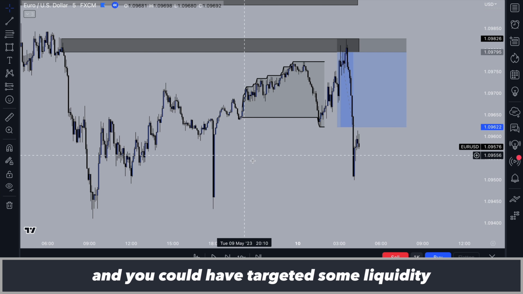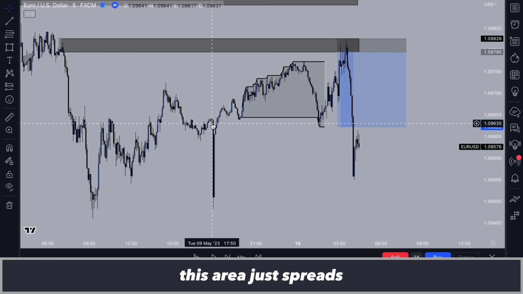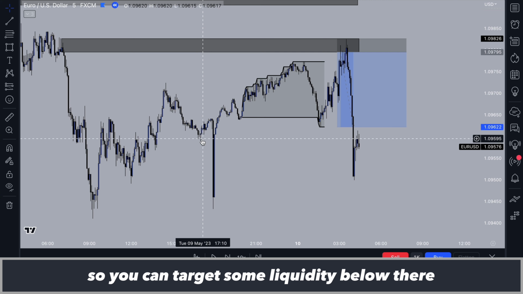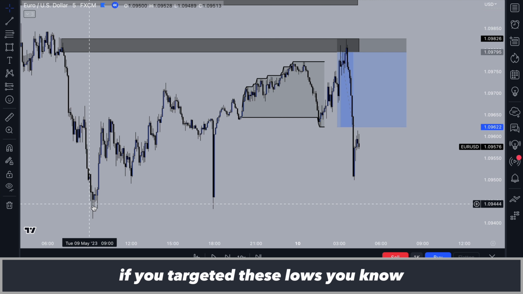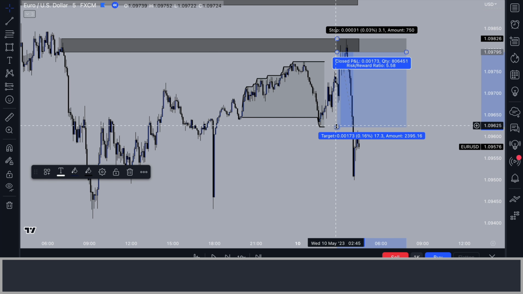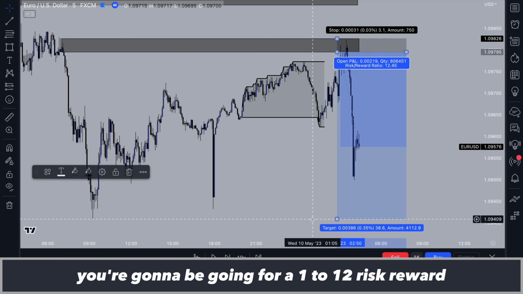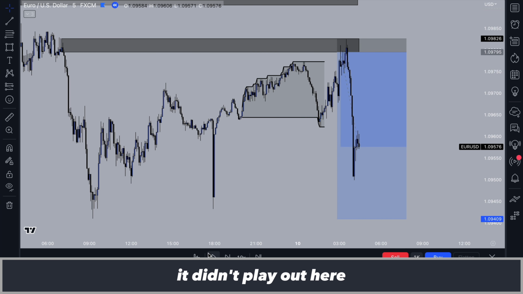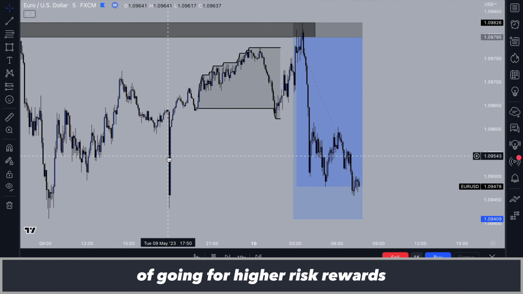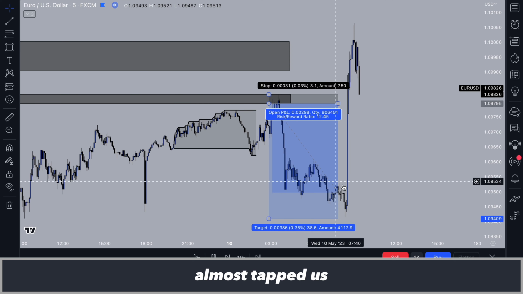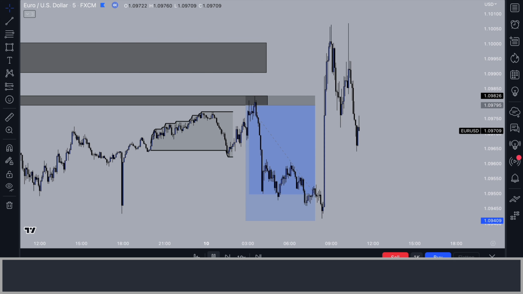And you could have targeted some other liquidity. This area is just spreads taking out stuff, so you could target some liquidity below there, any of this liquidity. If you targeted these lows, you're going to be going for a 1 to 12 risk reward. It didn't play out here. Sometimes it would, but that's kind of the downside of going for higher risk rewards. Almost tapped us, but then took us out. So that was the first trade.